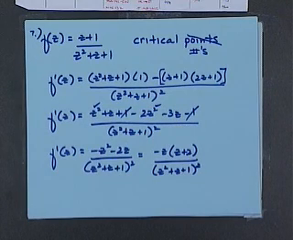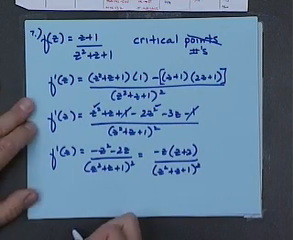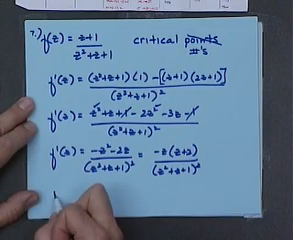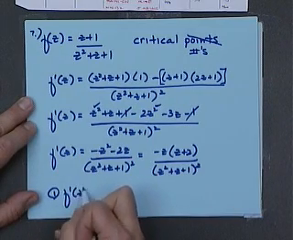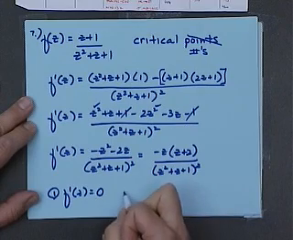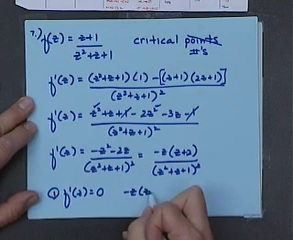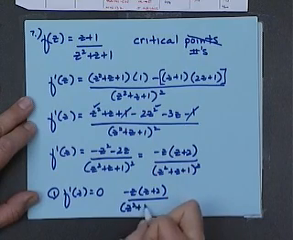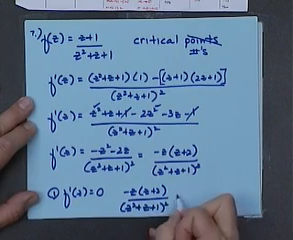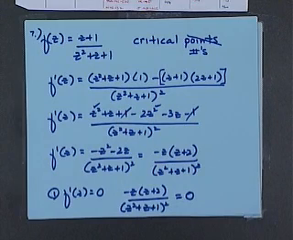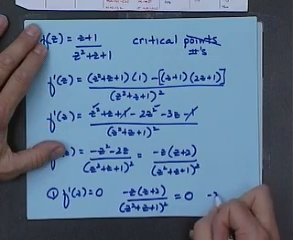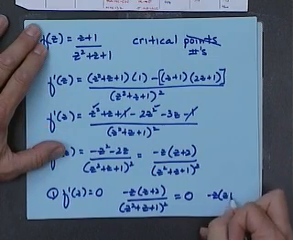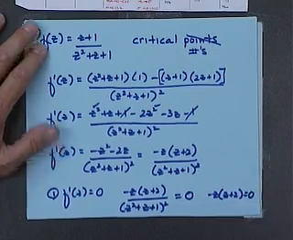Now we want critical numbers. We need to do what with the derivative? Set it equal to 0. Okay, one of them is to set the derivative equal to 0. So we want negative z times z plus 2. So we have a fraction. When is a fraction equal to 0? When the numerator is equal to 0. So we want negative z times z plus 2 equals 0.